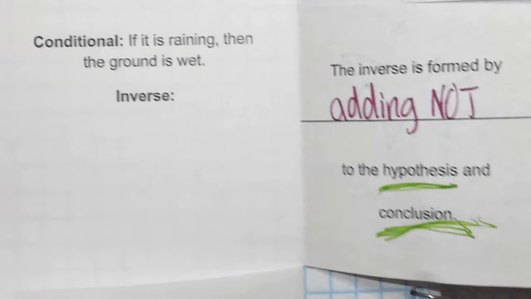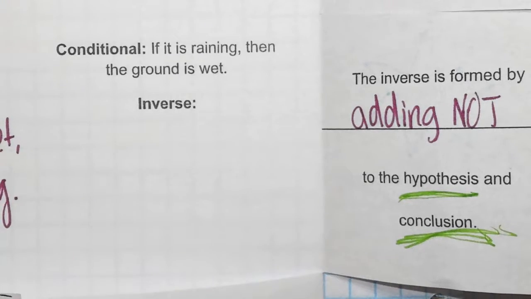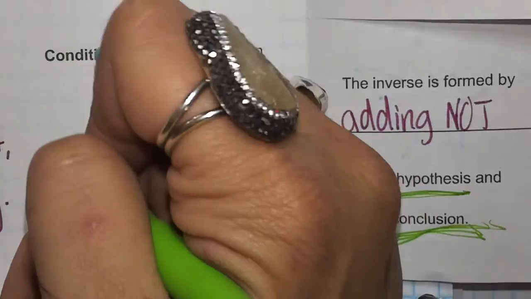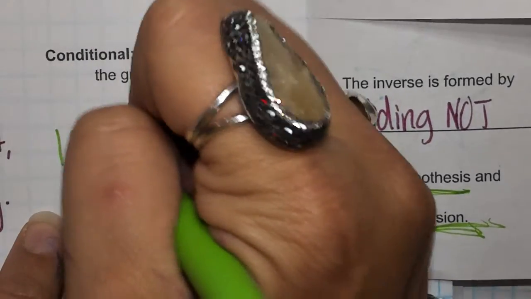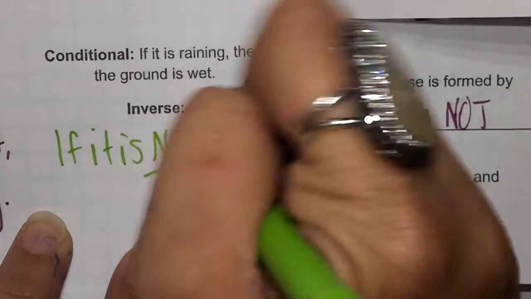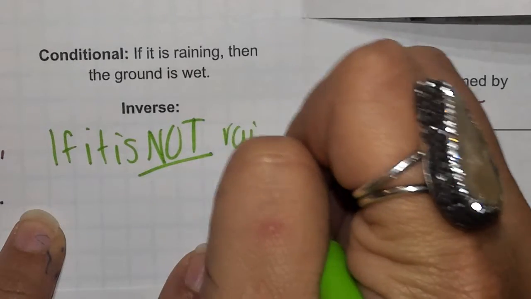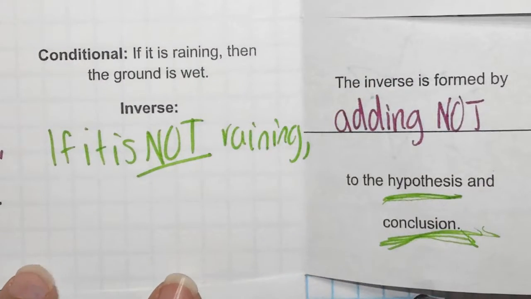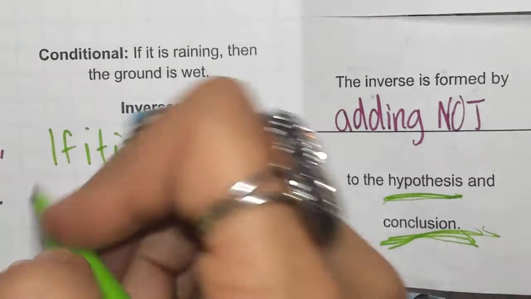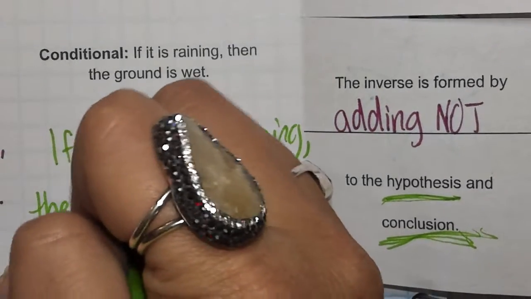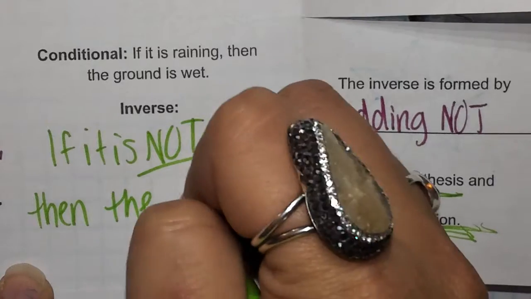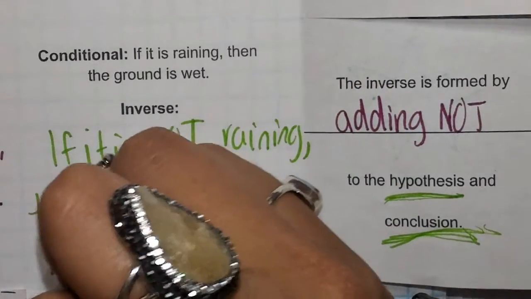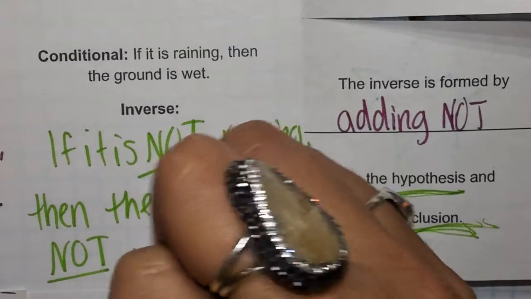If it is not raining, then the ground is not wet. Take a point. So if it is not raining, okay, then what? Good job. Take a point. Then the ground is not wet.